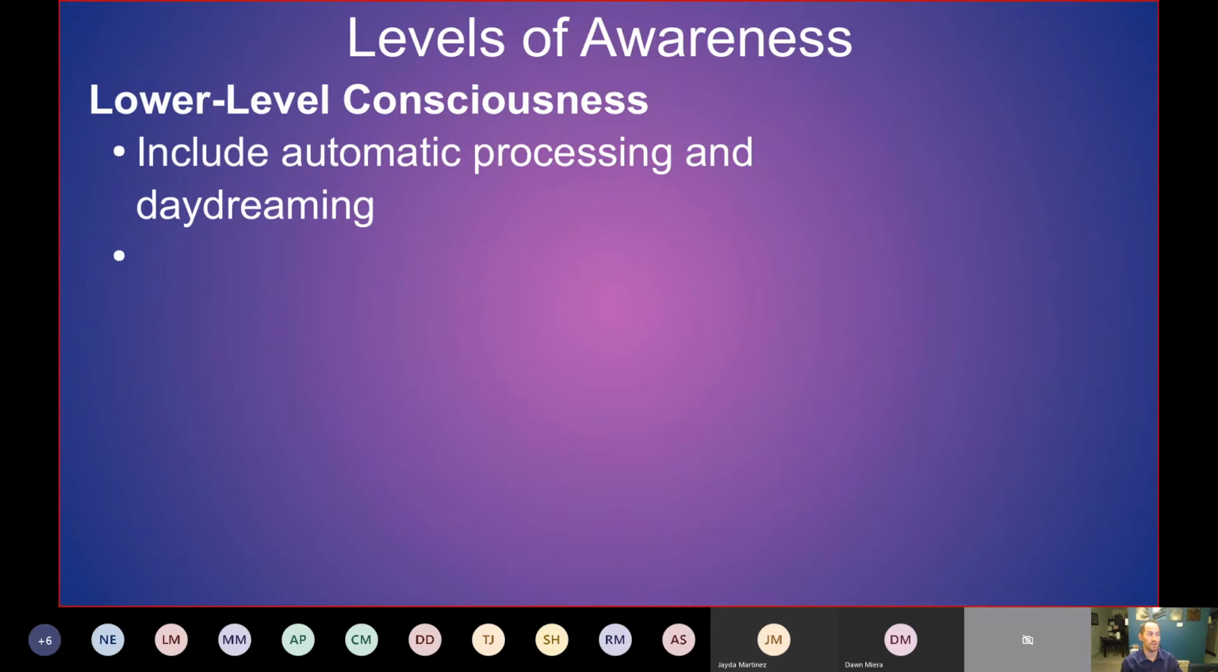Lower level consciousness are things that are a lot more automatic, so more automatic processes all the way down to daydreaming. So while you're sitting here listening to me, watching the screen, your mind might trail off. You might even start to daydream. That would be considered lower level consciousness. My comment a little bit earlier about being able to do things on my phone without really thinking about them, those are pretty automatic processes. So for example, when I hear the text notification for my phone, I reach into my pocket pretty immediately, grab it, and check who the text was from, right?